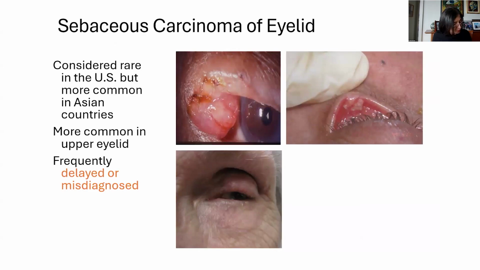I'm going to move on to what I consider the third most common cancer that we encounter in the United States.